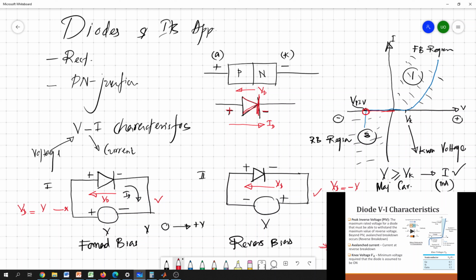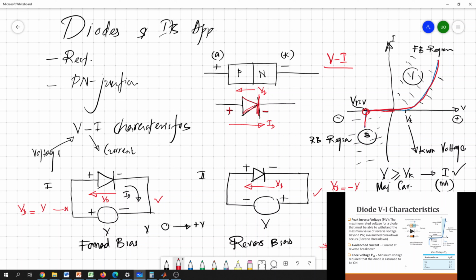Then again, we can characterize the curve. This is the VI characteristic of the diode. It's something like that.